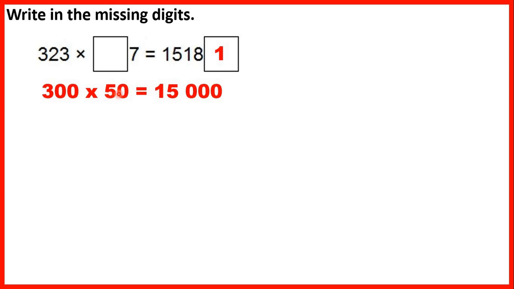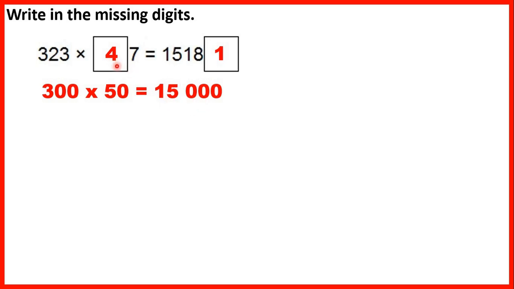300 times 50 is 15,000, because 3 times 5 is 15, and then we have 1, 2, 3 end zeros in this question, so there's 3 end zeros in our answer. Now 300 is just a little bit less than 323. If we try 47, that's close to 50, and then our answer is close to 15,000.